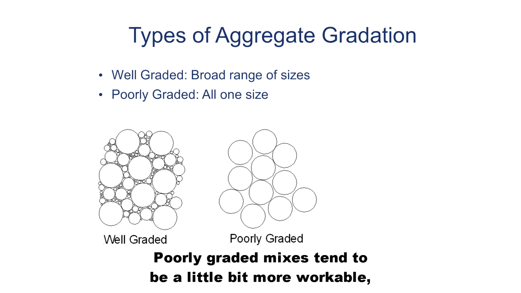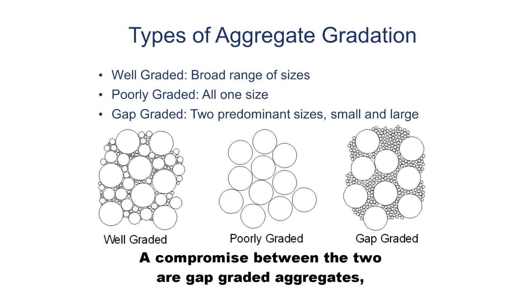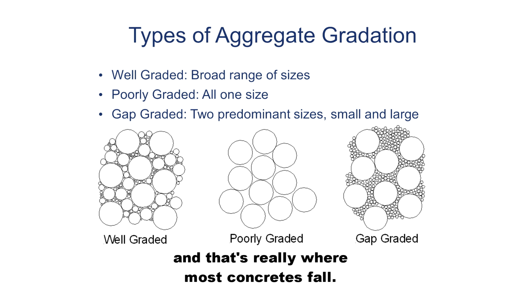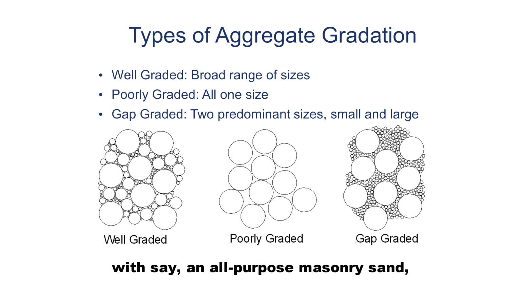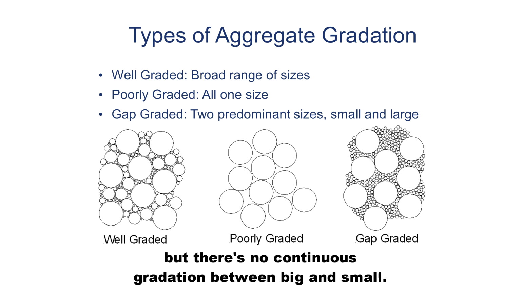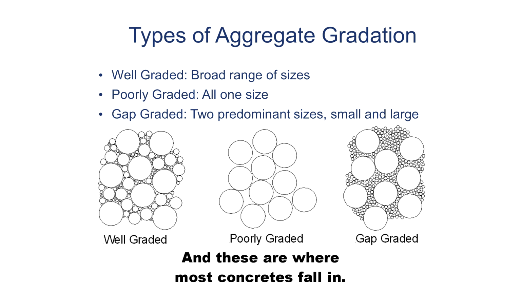Poorly graded mixes tend to be a little bit more workable, but again, that depends on the shape. A compromise between the two are gap-graded aggregates, and that's really where most concretes fall. You may have a natural pea gravel, let's say, that has a variety of sizes, and then that's blended with, say, an all-purpose masonry sand, which again has a variety of sizes in it, but there's no continuous gradation between big and small. You can clearly see big and clearly see small, and these are where most concretes fall in.